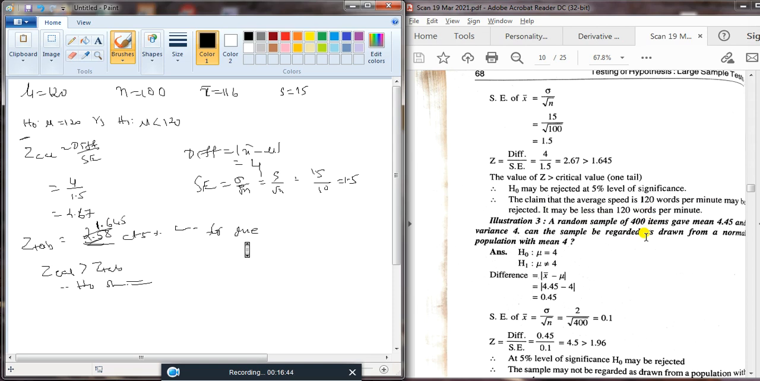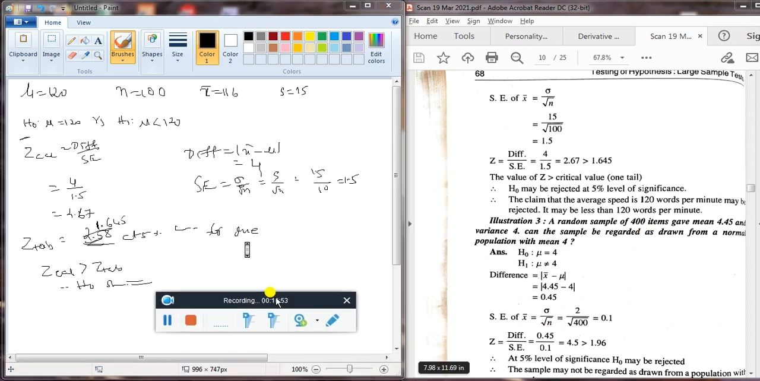So this is how you can calculate all your sums from this concept. So in the next lecture I will discuss the next test. So till then, bye, thank you.